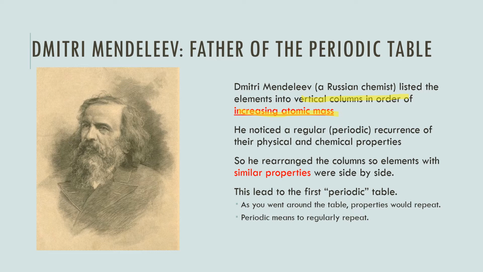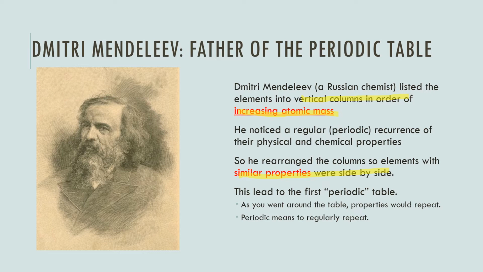And we're not going to write this part down, but I do want to talk about it. He noticed a regular or periodic recurrence of physical and chemical properties. So he rearranged the columns so elements with similar properties were side by side. So let's write the second thing under Dimitri Mendeleev. The first is vertical columns in order of increasing atomic mass, and the second is similar properties were side by side. This led to the first periodic table. So as you went around the table, properties would repeat, hence the term periodic, which means to regularly repeat.